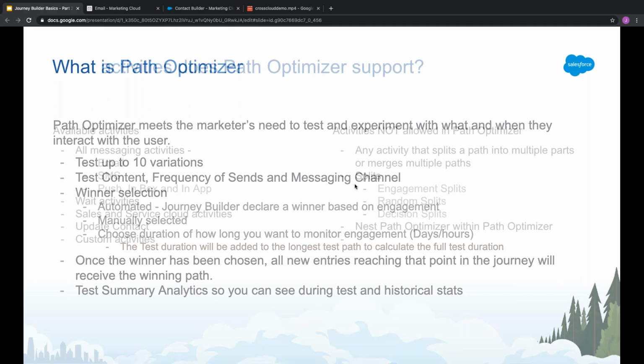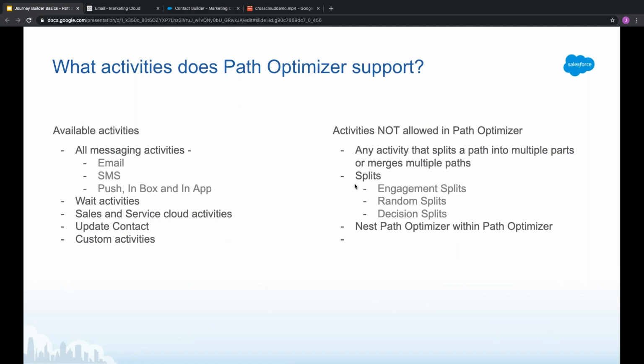The things that are available to you to put inside of Path Optimizer are messaging. So we can put our email, SMS, all the mobile messaging. We can add wait activities. We can add sales and service cloud activities, update contact, and we can even add custom built activities.